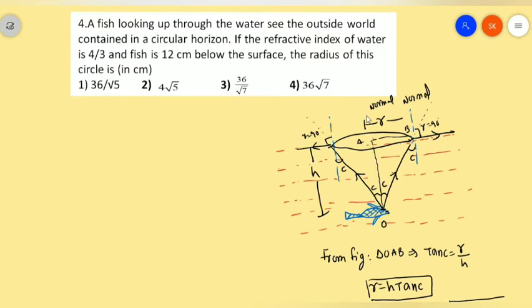And from the triangle OAB, we write tan c equals, where c is the critical angle. Tan c is equal to opposite side by adjacent side. Okay, it's a clear concept. It is there in the theory.